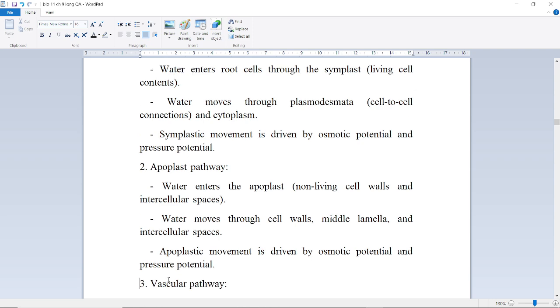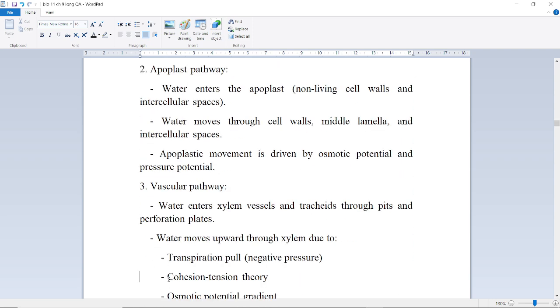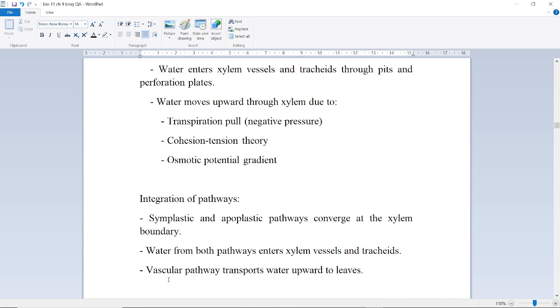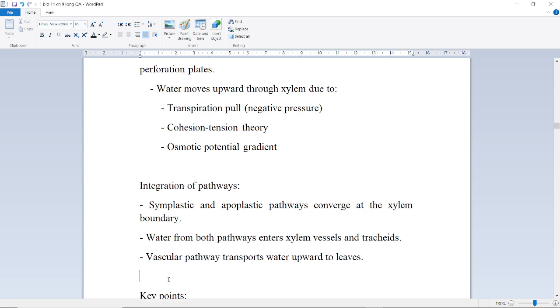Next is the apoplast pathway. Water enters the apoplast, the non-living cell walls and intercellular spaces. Water moves through the cell wall, middle lamella, and intercellular spaces. Apoplastic movement is driven by osmotic potential and pressure potential. Next is the vascular pathway. Water enters xylem vessels and tracheids through pits and perforation plates. Water moves upward through xylem due to transpiration pull, cohesion-tension theory, and osmotic potential gradient.